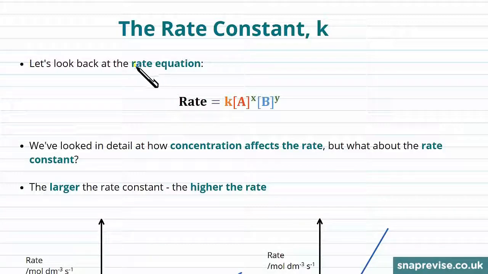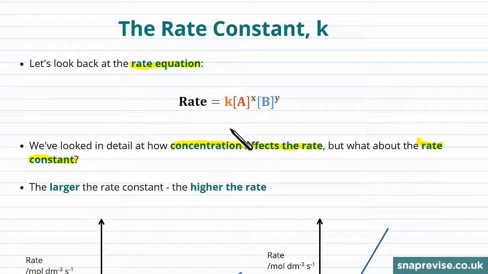So let's look back to the rate equation. The rate of a reaction, which is the rate at which the product builds up or the reactants are used up, is equal to the rate constant times the concentrations of the reactants. So we've looked in detail at how the concentration affects the rate, but what about the rate constant? How is the rate constant related to the rate?